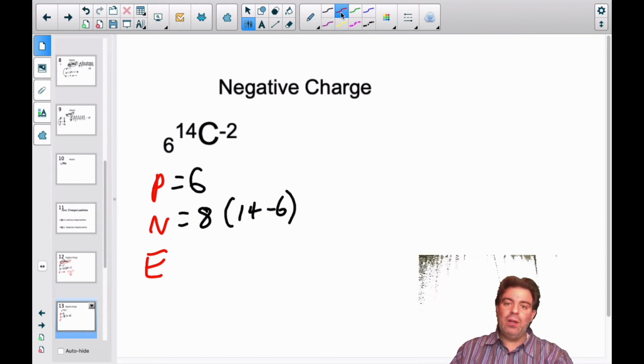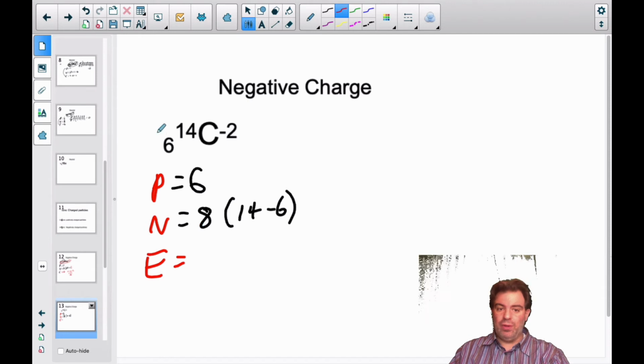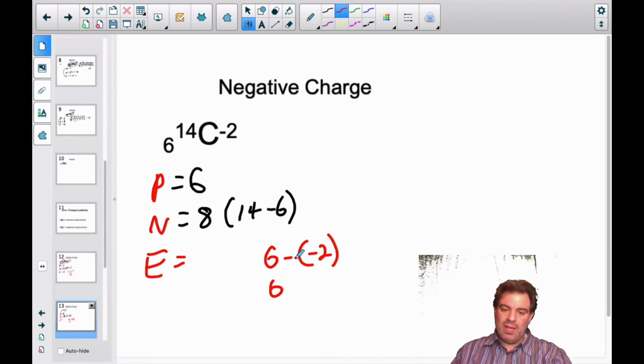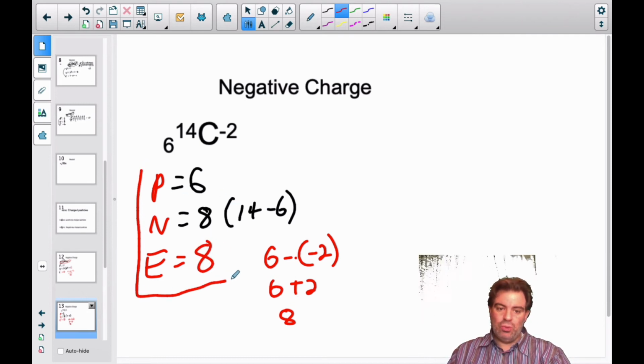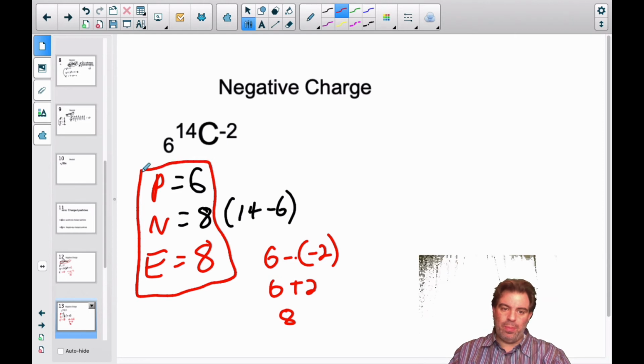And now finally, we've got to find out the number of electrons. So what is it, guys? 6 minus, don't forget the negative, minus 2. Negative times negative makes it into a positive. So 6 plus 2 is 8. So we have 8 electrons. So this is what you would have to report for the problem.